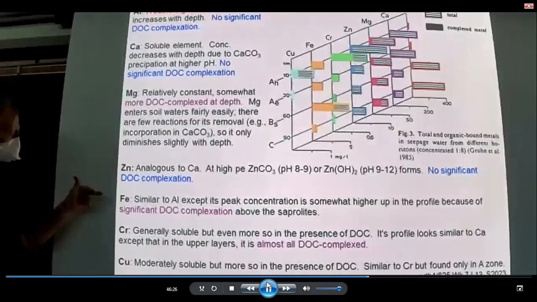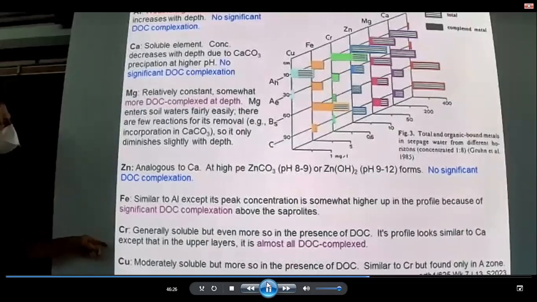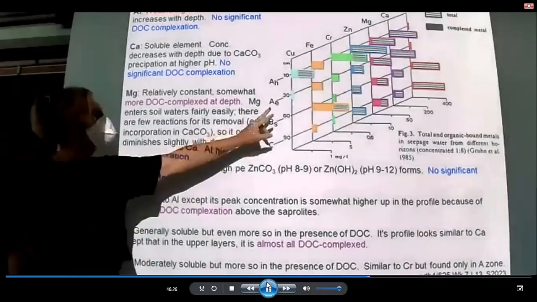In this slide, you can read for yourself some of the details about each of these chemical elements if you wish.